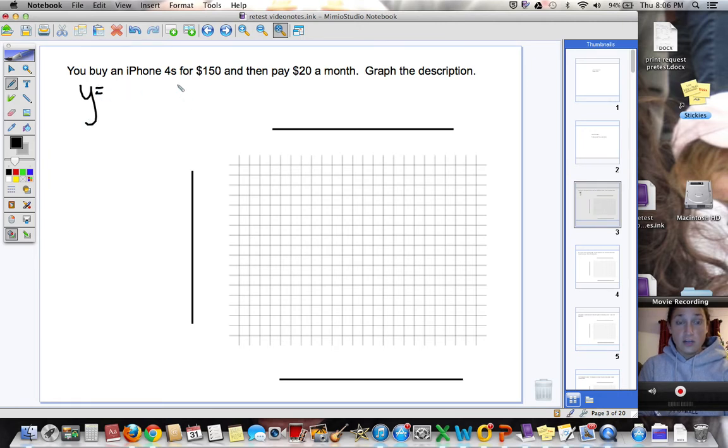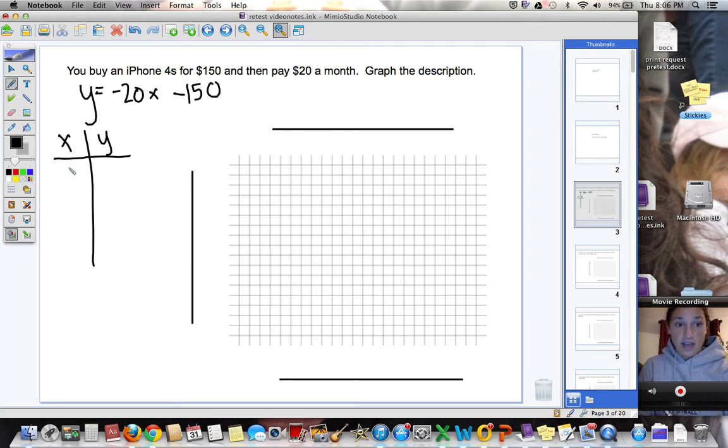We're starting with buying a phone for $150. So if I'm buying, I'm spending $150. For $20 a month, then I also pay that, so I'm losing $20. So now I'm going to make a little table of values. So you should be copying this all down. If you need to, pause the video until you understand it.